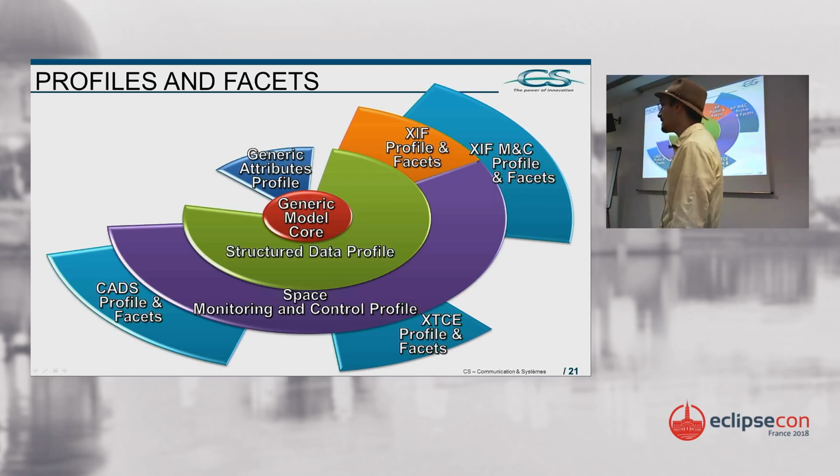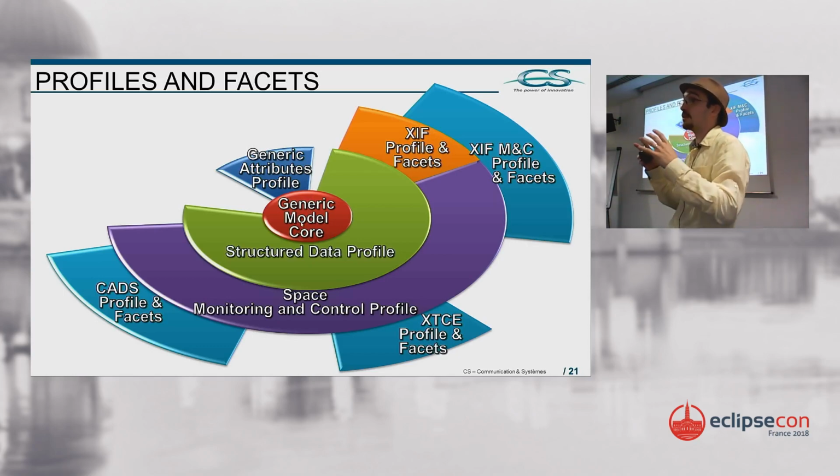So for each of these formats, I have profiles which store format-specific information, which are not in the other formats, for which there is no overlap, and facets which rely on inner layers to compute derived information. These are based on the space monitoring and control profile, which stores space-related information, space concepts only. Itself is based on the structured data profile, which stores the bitstream structure as a tree with types and fields. And all these profiles plug on the generic model core, which contains only my base model elements.